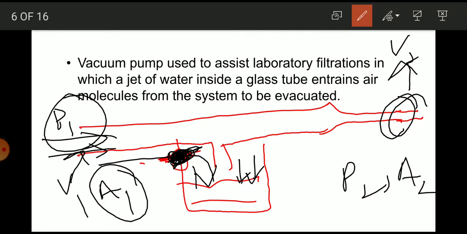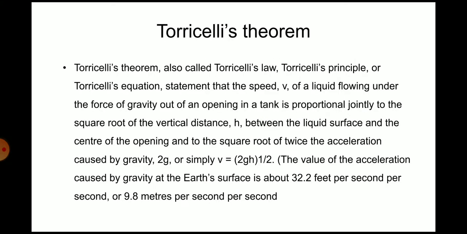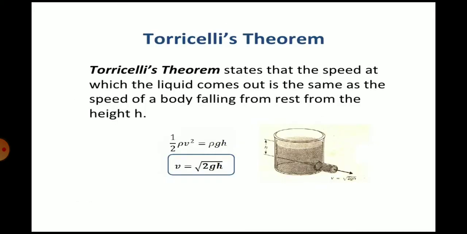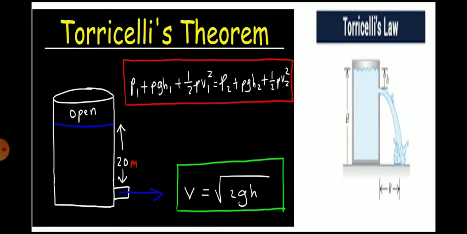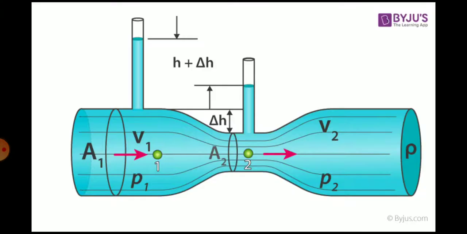Pressure is less where area is lesser. So simply you can say that where speed is high, pressure will be low. Where speed is high, pressure will be low. So I will explain. I will take an interesting example.